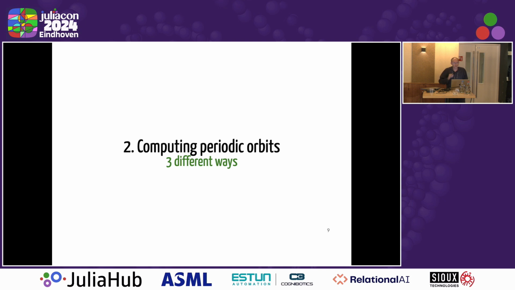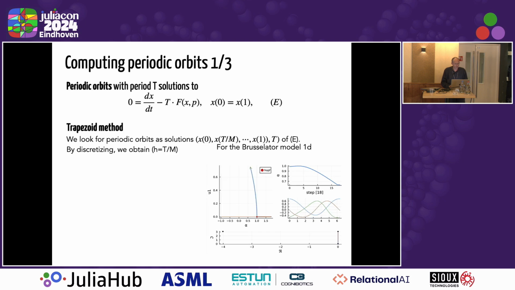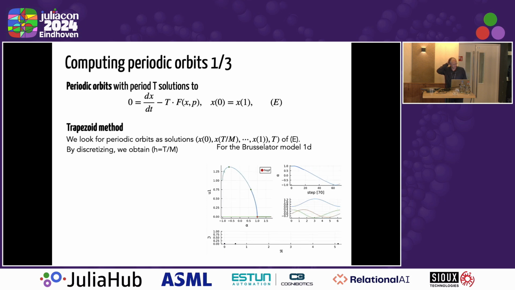Now we will review the 3 different ways in which periodic orbits are computed in the package. The first one, and the first one I programmed, is called the trapezoid method. Very simple. What we do is we look for a periodic solution of the Cauchy problem of the ODE. Up to a change of time, we can still assume that the period is 1, but then the period multiplies the vector field. So this is the form that we use.